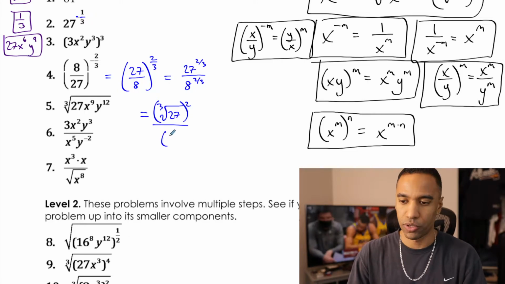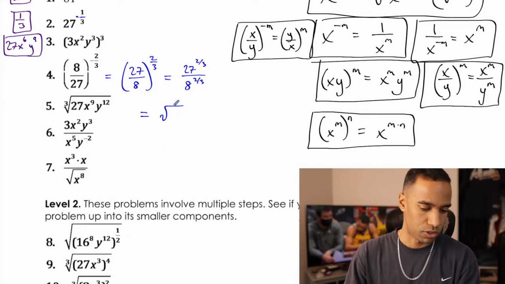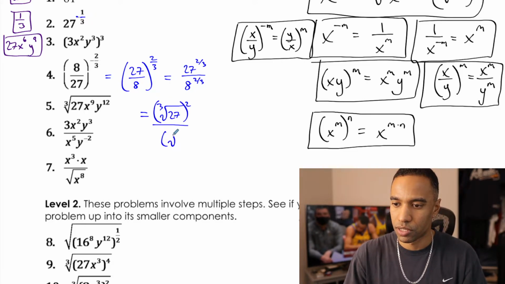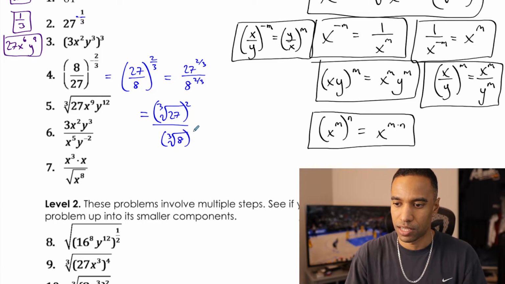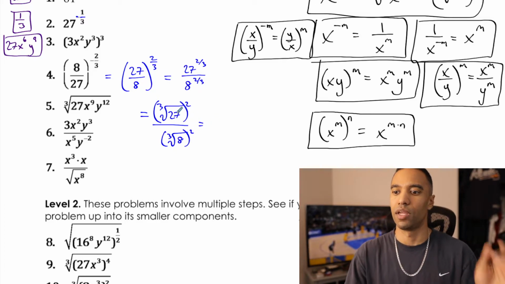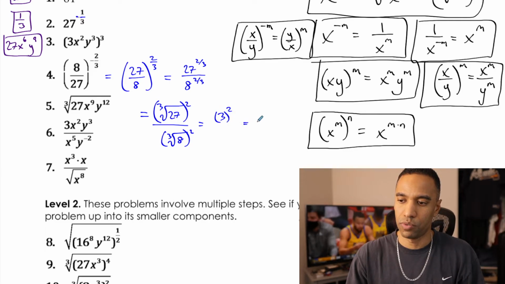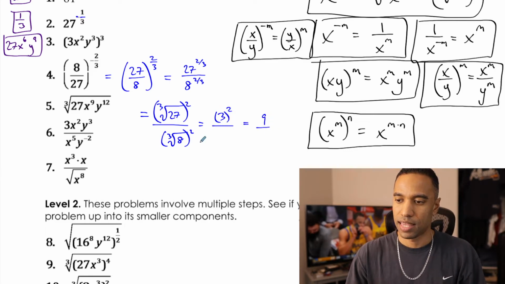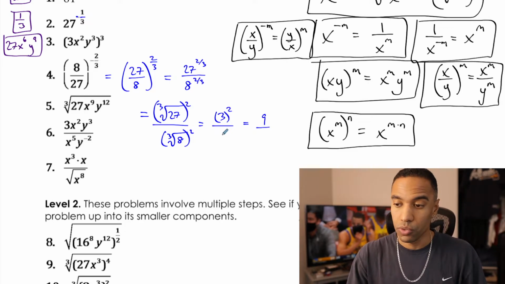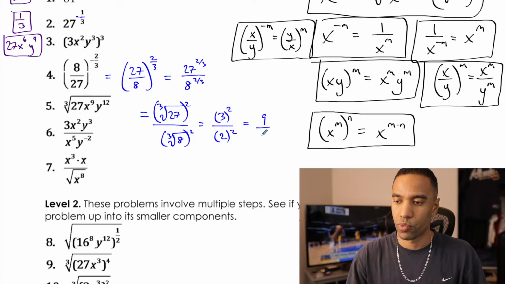And then the cube root of 8 is also getting squared like that. The cube root of 27 is 3. And then 3 squared will give us 9. And then the cube root of 8 is 2. And then 2 squared is 4.